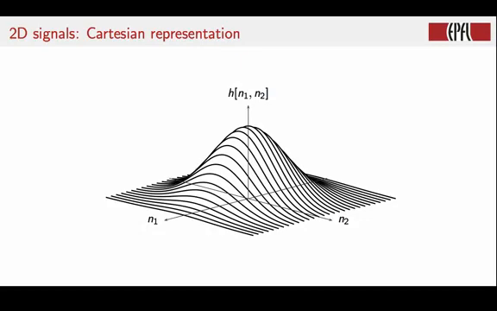Well, from a standard mathematical point of view, we could represent it with a Cartesian plot where we have one axis that indicates the first index, the second axis indicates the second index, and the value of the signal is represented as a third coordinate. So we have a 3D plot where the scalar values form a 3D surface.